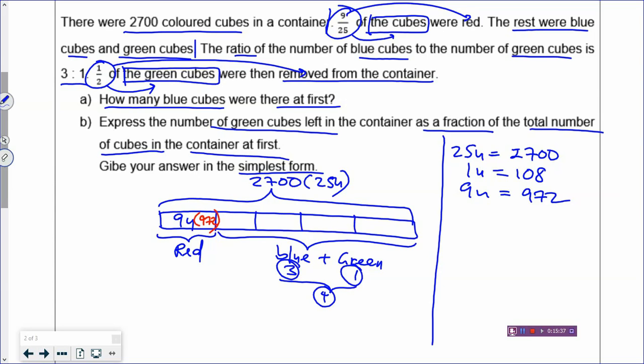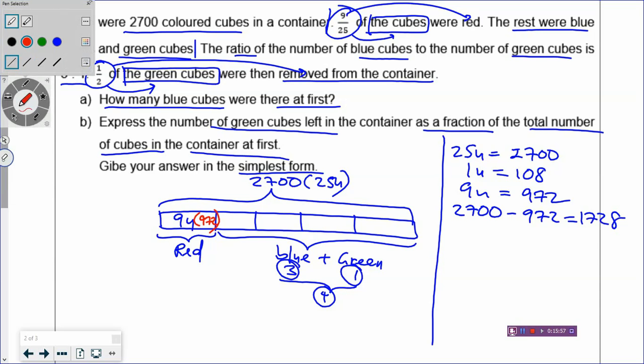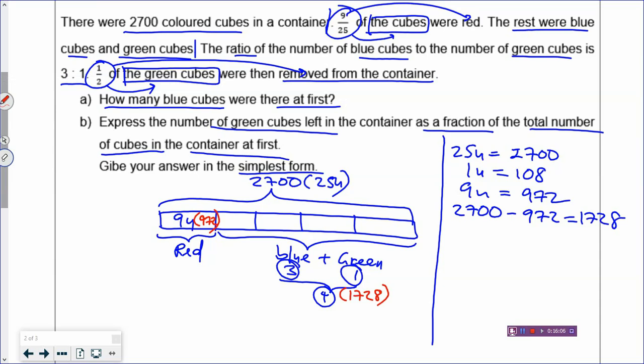So 2,700 minus 972. So 2,700 minus 972 and you get the blue and the green. And what is that? That will be 1728. And whatever numbers you found, please add on to your model so that it becomes clearer and clearer. Alright? And that's 4 boxes. Right? 1728 is 4 boxes. So now can you divide by 4 to get 1 box? So 1728 divided by 4 and you get 432. Alright, so you get 432.